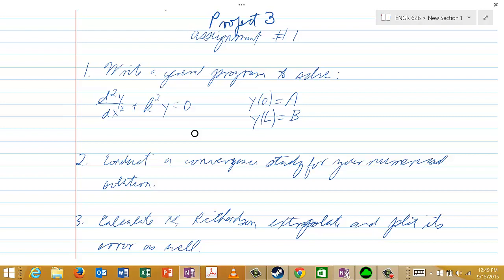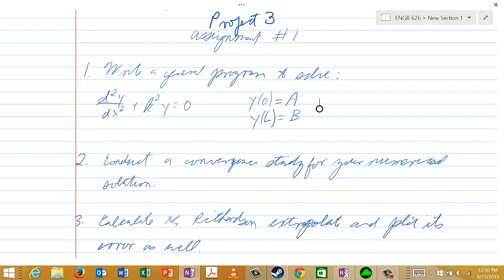And so all of you now, in project 2, have written a code very similar to this. You used this same equation, and you used this same boundary condition at the left-hand side, y of 0 equals A. The only difference is that at the right-hand side, you used the boundary condition dy dx at L is equal to B. And so now I'm asking you to change it to y of L is equal to B. So you'll write a program to solve that differential equation.